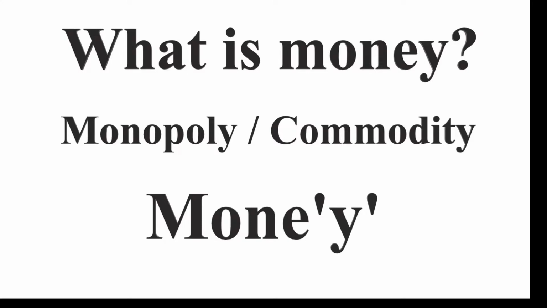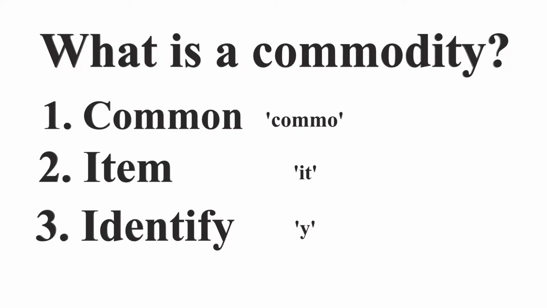What is money? Well, a money is a monopoly commodity. That's how the word money is created. So now we know a security is simply made up on the spot by a central authority. So what is a commodity? Well, the word commodity is created from three words. It is a common item that's been identified.